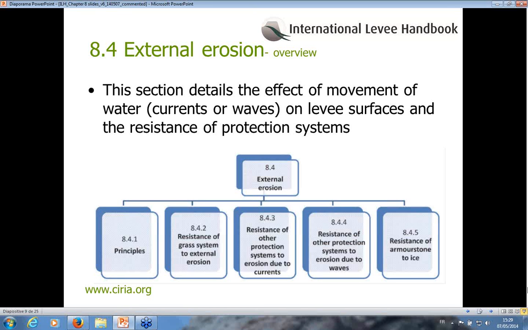Therefore, the critical velocity concept and the critical shear stress concept are first introduced, and the prominent strength or resistance variables with regard to soil stability are given, such as particle size, relative buoyant density, etc. Then several protection revetments or systems against currents, waves, or ice are detailed. Some formulas and guidance are given for each of the systems, which enables the designer to propose appropriate levee revetments or protection systems against external hydraulic loads.